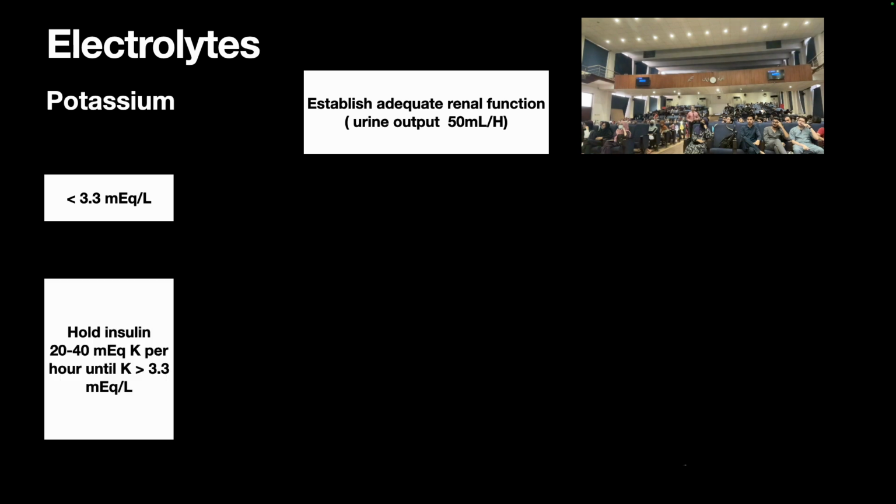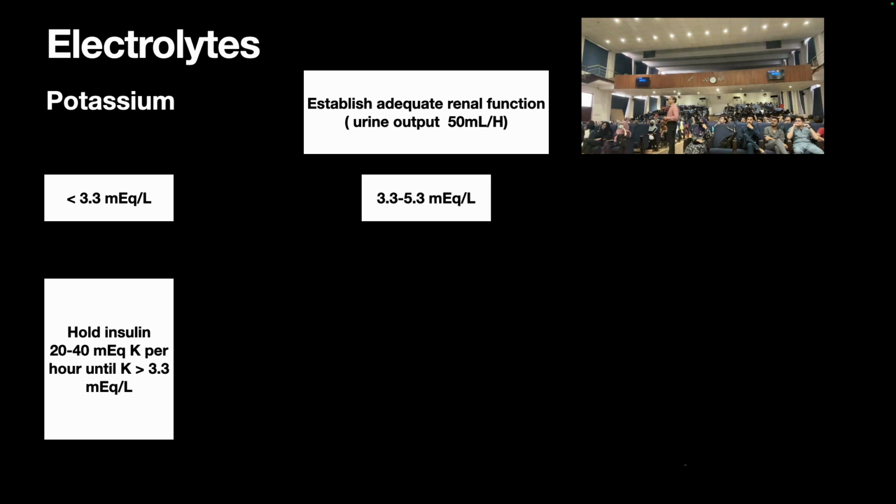You will not give insulin. You'll hold insulin, because insulin is going to cause intracellular shifting of potassium. It will exacerbate hypokalemia. If the potassium is less than 3.3 milliequivalents per liter, do not give insulin. In fact, give potassium 20 to 40 milliequivalents per hour until potassium is more than 3.3 milliequivalents per liter. So you see, if it is less than 3.3, do not give insulin.